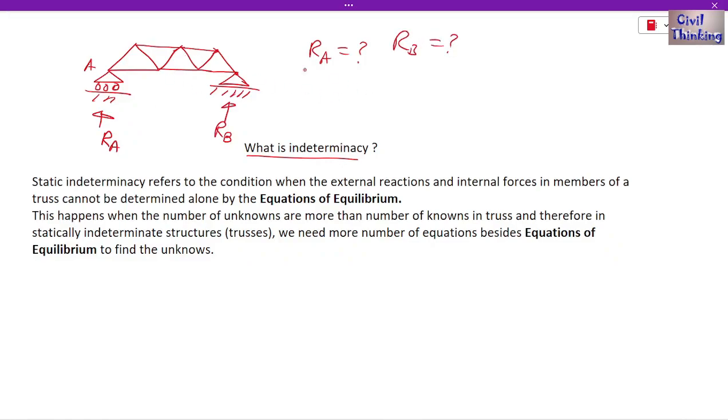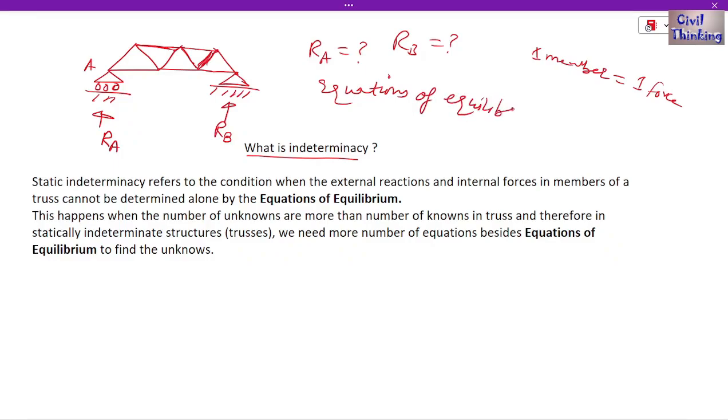Or for example, I have told you already, we have forces in these members of the truss. The bars contain axial force, right? One member contains one axial force. Now let us say we have to find the axial force in this, or the axial force in this. So how are we going to find it? We have to apply equations of equilibrium.